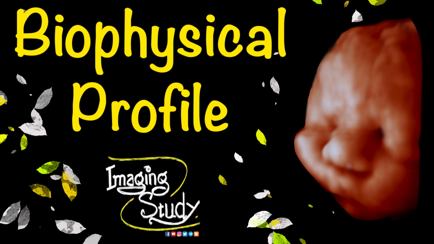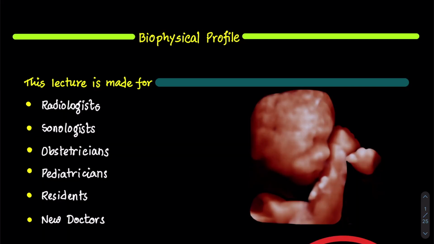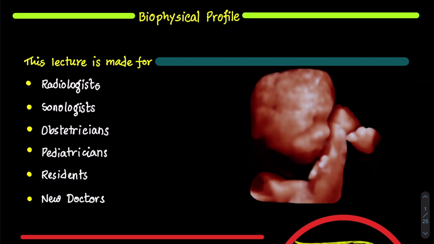Our today's topic is Biophysical Profile, in short known as BPP. This lecture will cover some introductory talks, history of biophysical profile, its components, indications, patient preparation, scoring technique and management according to the scores, ideal time for biophysical profile, factors affecting biophysical profile. We'll also know about modified biophysical profile, and at the end we will compare it with vascular duplex. This lecture is made especially to help the radiologists, sonologists, obstetricians, pediatricians, residents and new doctors.